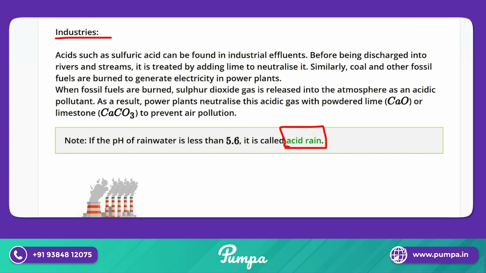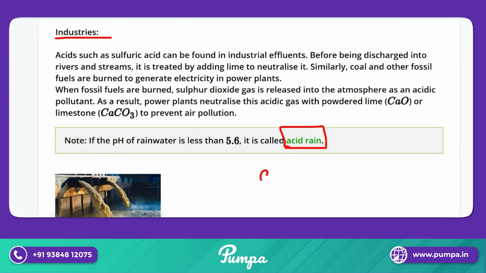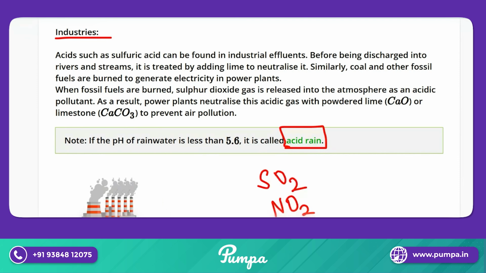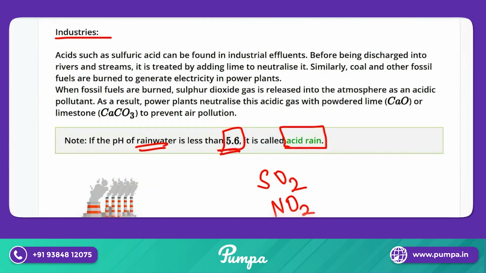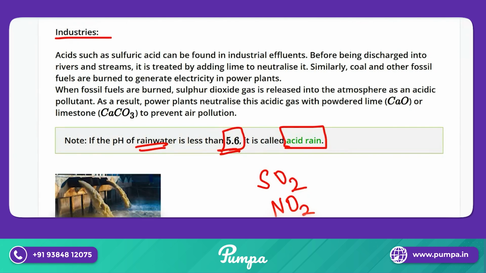Mainly, if you have two gases like sulfur dioxide and nitrogen oxide, they are responsible. They mix with the moisture content in the air, making the rain acidic. So when acid rain falls, it is going to harm the plants, animals, and the buildings as well, right? Buildings corrode because of acid. Yes, correct? So you can see the pH range of rainwater. Less than 5.6, we call it acid rain. If it is neutral, 7, it is normal rainwater. Less than 5.6, it is acid rain.